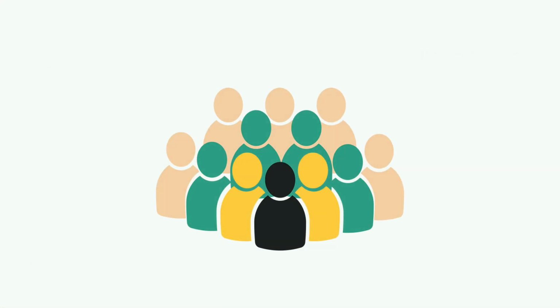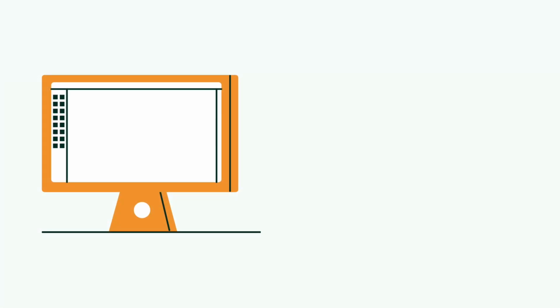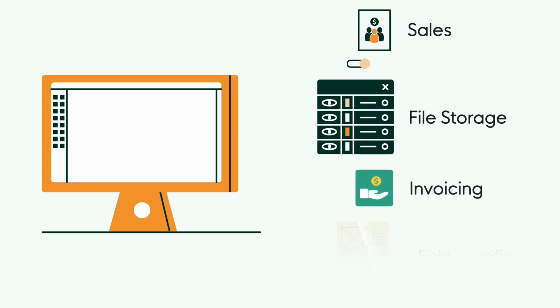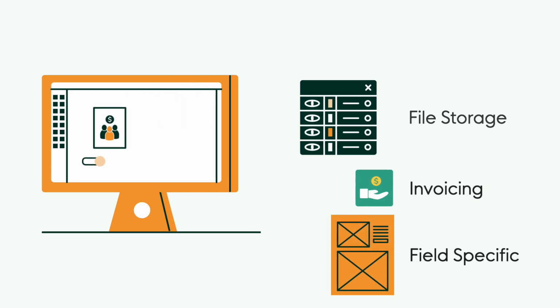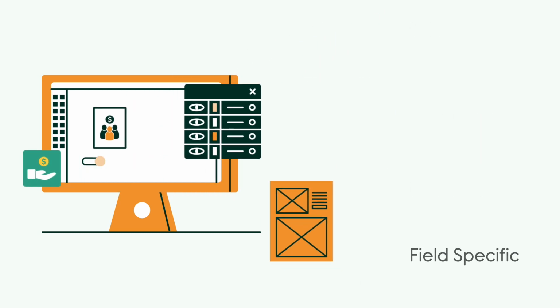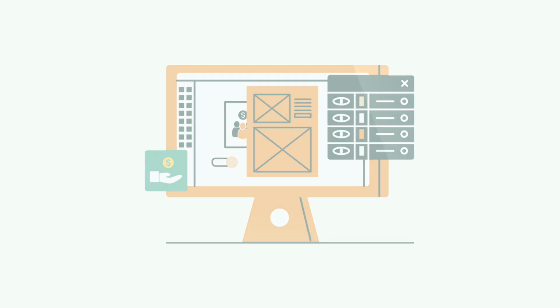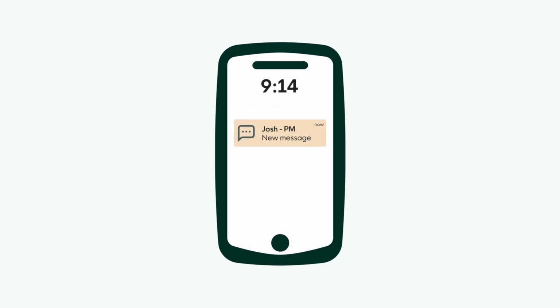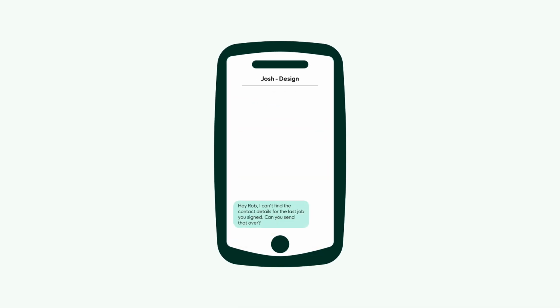As your company grows, you start bringing on different software tools so your business can run more efficiently and provide better service. Maybe a sales tool, some external file storage, a billing and invoicing software, perhaps a field-specific tool. Suddenly, you're hit with an entirely new problem. All the information you need is scattered everywhere.